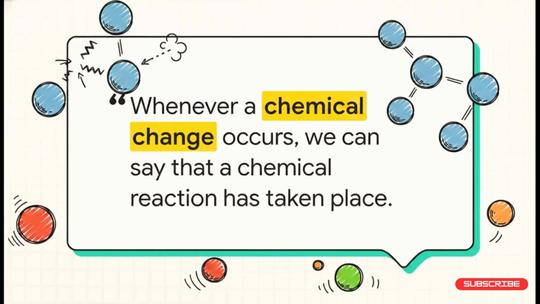The source material gives us this wonderfully straightforward definition. It says whenever a chemical change occurs, we can say that a chemical reaction has taken place. But what does that actually mean deep down? It means atoms are busy. A chemical reaction literally involves the breaking and making of bonds between atoms to produce completely new substances. The atoms themselves don't just magically disappear, and new atoms don't just pop into existence out of thin air. They're just rearranging their connections. It's like a giant puzzle being taken apart and put back together in a totally new way.